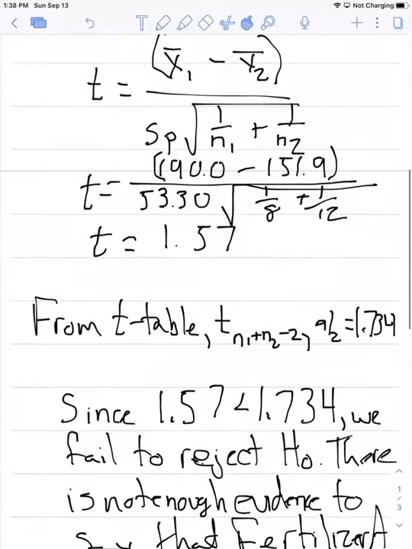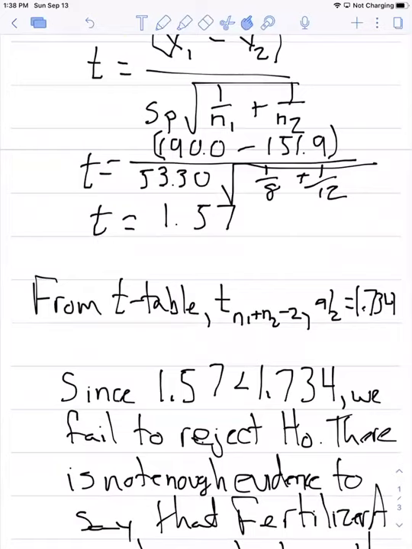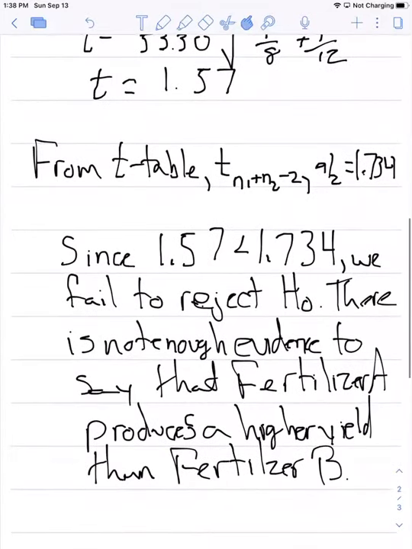So what would that mean? Well, from the T table, we can find our critical value for T, with N1 plus N2 minus 2 degrees of freedom. Note, this is slightly different from the test for equal variances. We have that degrees of freedom still at some critical level alpha divided by 2, level of significance. That equals 1.734. Now we can say, if we find a T statistic of 1.57 and a value on the T table of 1.734, we will fail to reject the null hypothesis. That is to say, there is not enough evidence to say fertilizer A produces a higher yield than fertilizer B.